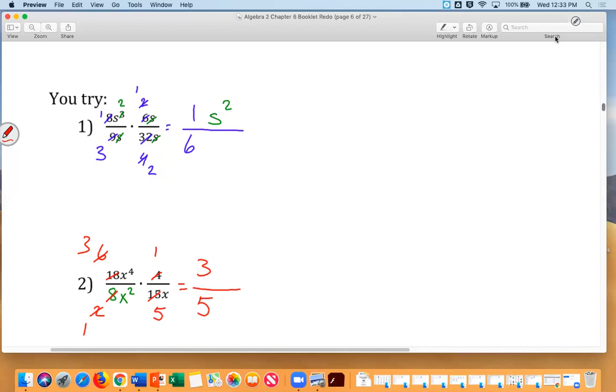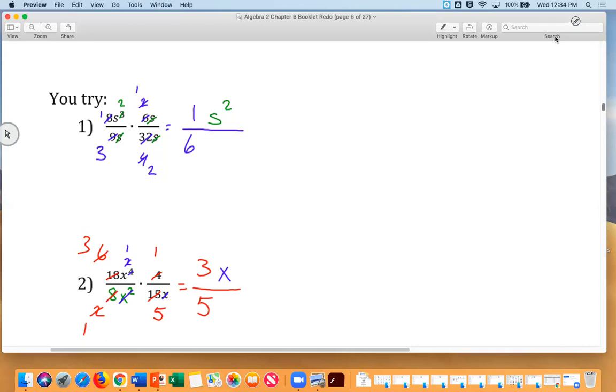In terms of x's, well, I have x to the 4th on top, x squared, so that cancels. The 4 now becomes a 2. This x cancels with one of these, so that's a 1, so it's just 3x/5.